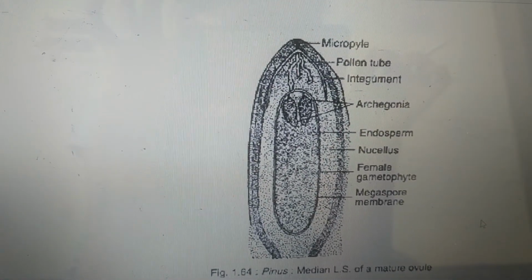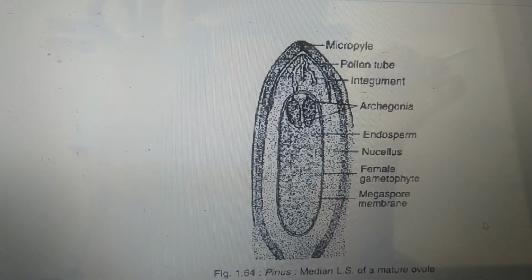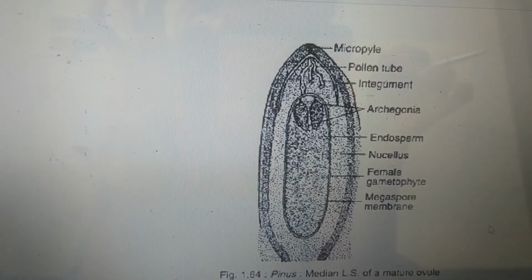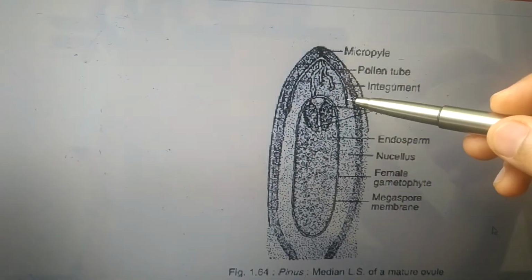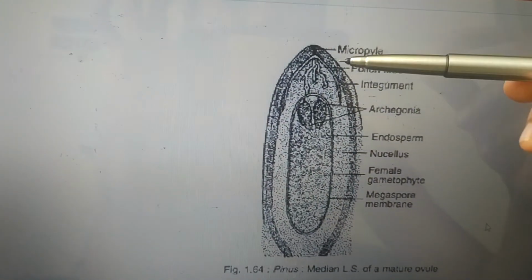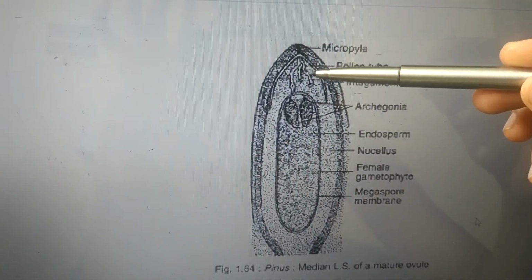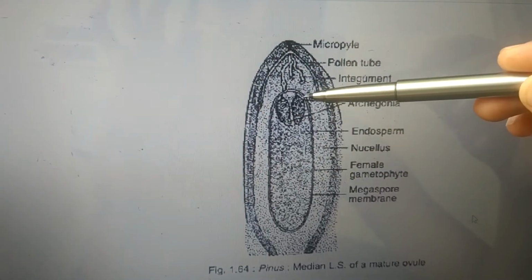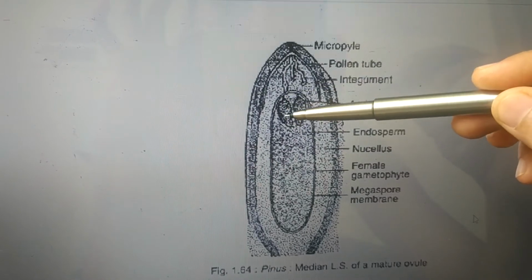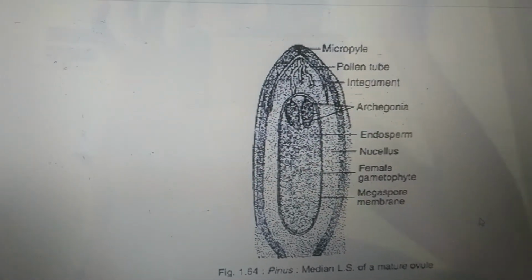And after pollination, the pollen grains are stored in the pollen chamber, and further development of pollen grains takes place in the nucellar region. So this is the nucellar region. They have directly shown the formation of the pollen tube. This pollen tube is going to grow in this nucellar region. These are the archegonia, where a female gamete, that is egg, is present.